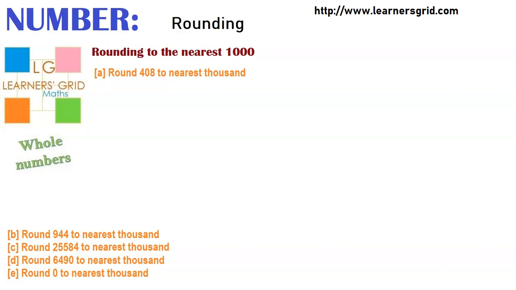The first question is rounding 408 to the nearest 1,000. So let's write out 408 for a start and see what we have. What we need to do is find the place value we're dealing with, which is thousands. Here we have the units, the tens, the hundreds, and the thousands would be here, but we haven't got anything in there.